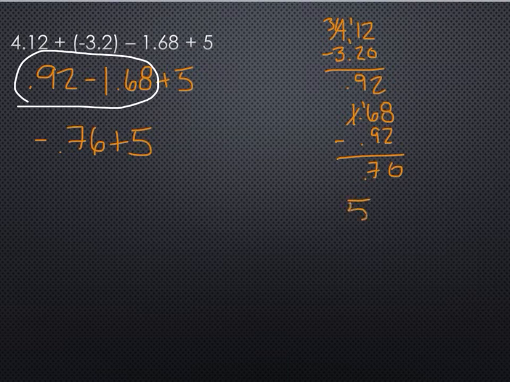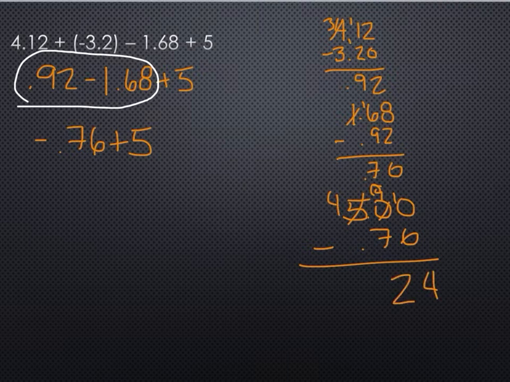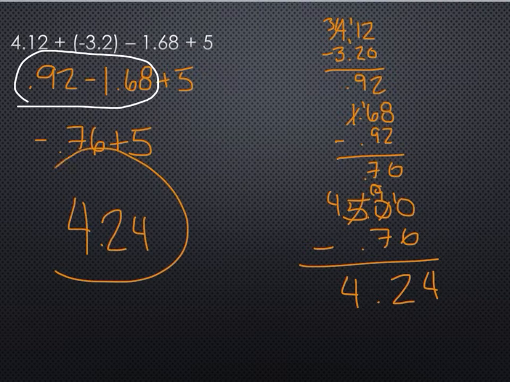So we go 5.00 minus 0.76. Cancel these out here, borrowing. We end up with 4.24. Our final answer is positive because 5 is greater than negative 0.76.